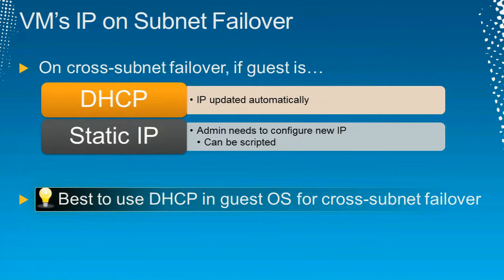Now let's talk about virtual machine IPs on a cross subnet failover. When a cross subnet failover happens, the virtual machine moves along with its IP address. There are two options available. You can configure your virtual machines to use DHCP or a static IP address. If you use DHCP, the IP address automatically gets updated when the VM moves to the second site. But if you decide to use a static IP address inside your virtual machine, you need to make sure that the IP is updated by running a script inside the VM, but we highly recommend using DHCP in those kinds of situations.